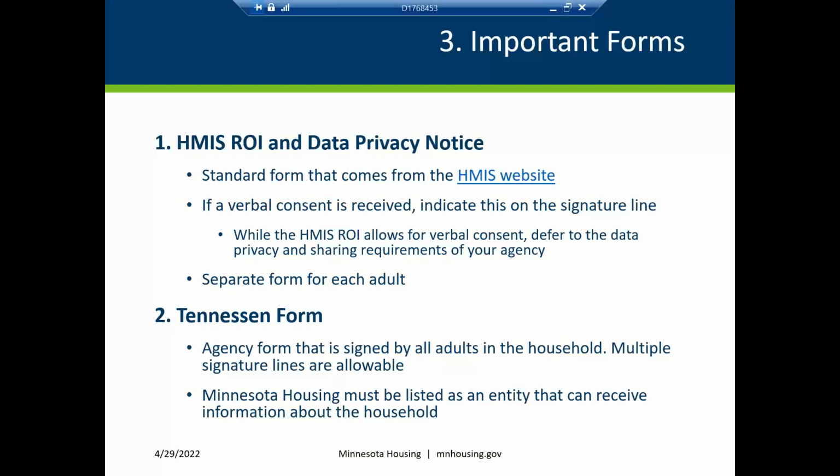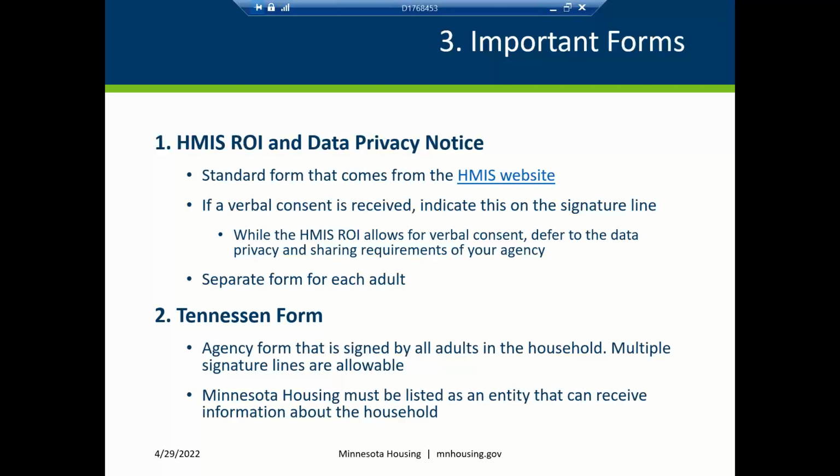And then if a household can't sign, and the agency is able to get verbal consent, you are able to indicate this on the signature line by just saying, I talked to the household on, say, 4/30/2022, and they gave me permission to consent for their participation.